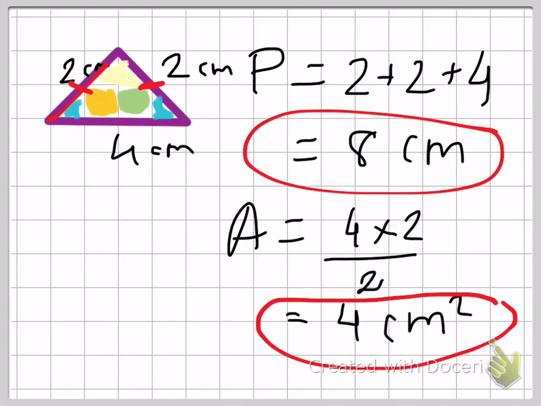The area is the inside. The area was a little tricky to explain, but in a triangle, we have 2 halves. Okay, I should probably draw a better triangle. In a triangle, we have 2 halves. Oh, that was not a good triangle either. Forgive me. In a triangle, we have 2 halves.